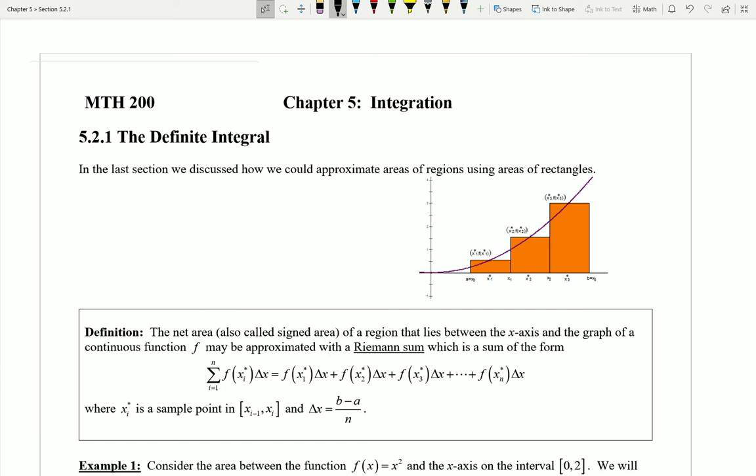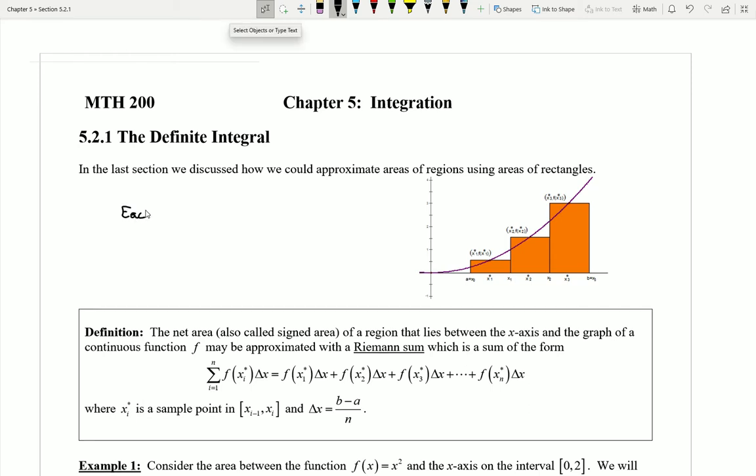In the last section, we talked about the idea of a Riemann sum and how we could use this to start addressing the main question of Chapter 5, which is how do we find areas of complicated shaped regions. So we saw in the last section that we would use this idea of approximating rectangles to ballpark or estimate these difficult areas. And remember that we came up with the following notation.